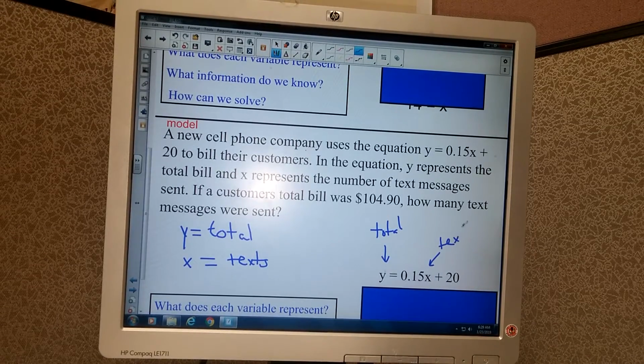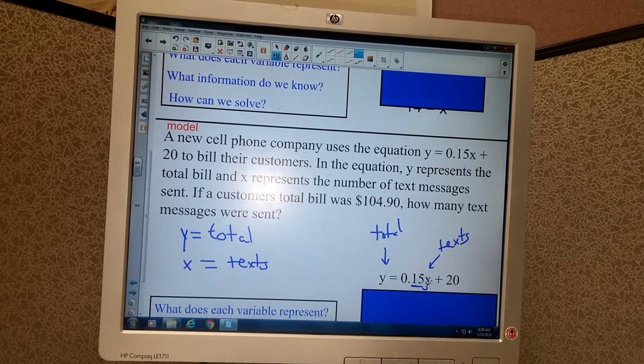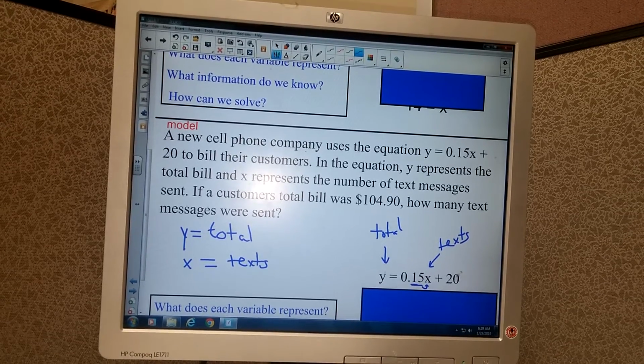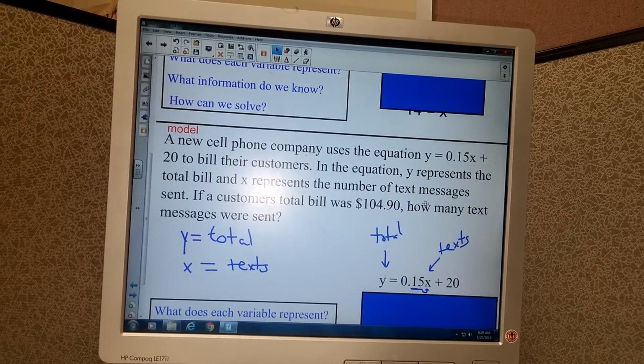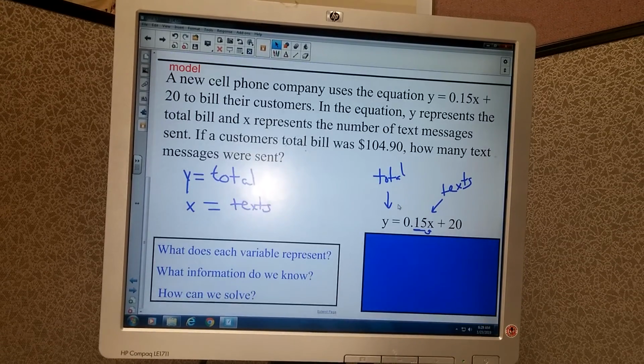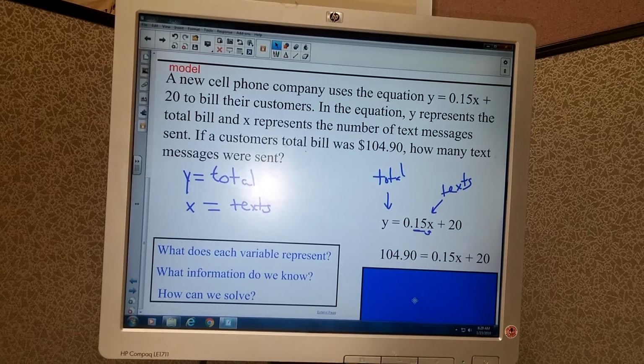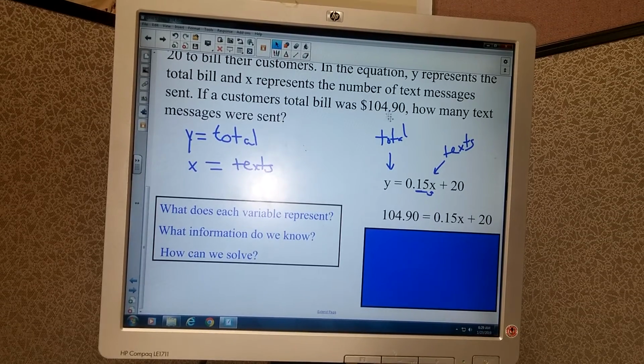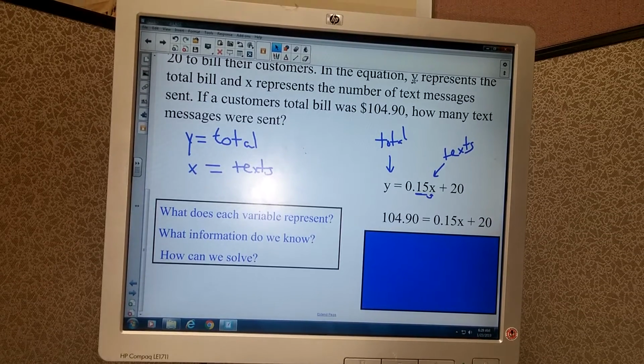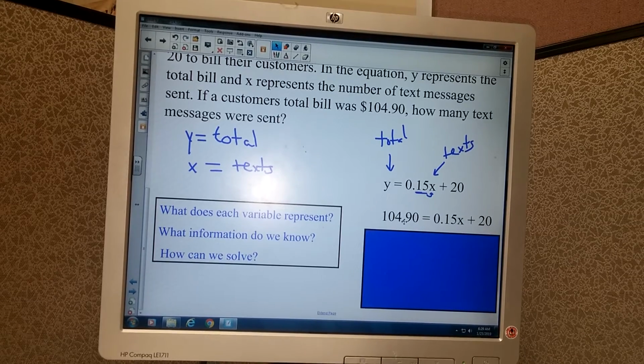So it looks like you're getting charged 0.15, or 15 cents, per text message plus a $20 fee. So we want to answer how many text messages were sent. We simply plug in the total number right here. How do I know that's the total? Well, it tells me y represents the total bill. I plug it in here.